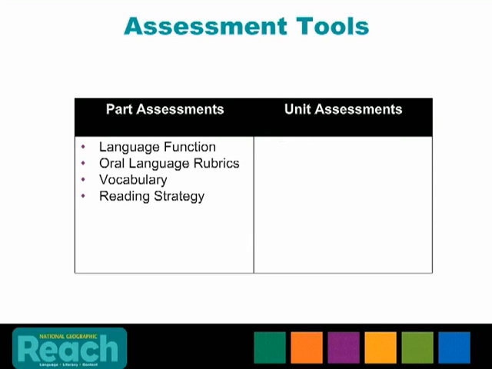First, there are part assessments that were mentioned during Day 10 instruction, and they're shown here. You'll remember we looked at examples of the language function, the oral language rubric, and the vocabulary assessments. Additionally, the reading strategy assessment is very similar to the other assessments. These part tests are a critical part of the assessment process in REACH and can be used as an early indicator that reteaching may be necessary. Next, there are 3 unit tests that students take at the end of each unit. They are reading, writing, and grammar. Let's take a look at these a little closer.